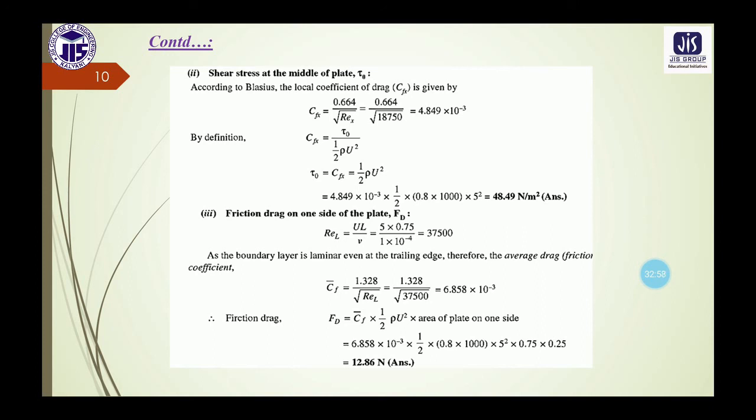So this is the formula for the friction drag. Here all the values are known to us. The value of CF we have calculated just now, the average skin friction coefficient. The dynamic head value is also known to us, and the area of the plate on one side. If we put all these values here, we get the friction drag value as 12.86 Newton on one side of the plate.